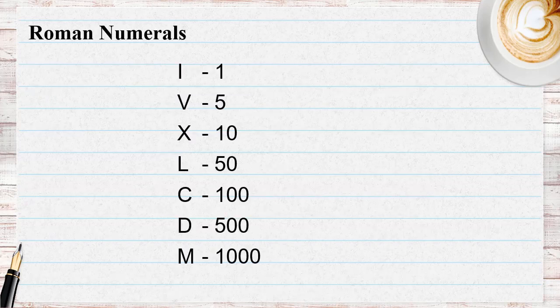The values of Roman numerals. I is equal to 1. V is equal to 5. X is equal to 10. L is equal to 50. C is equal to 100. D is equal to 500. M is equal to 1000.